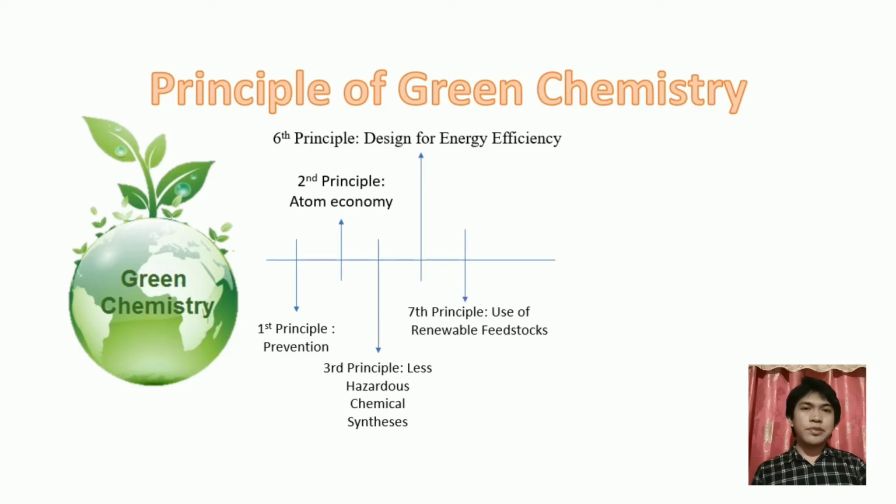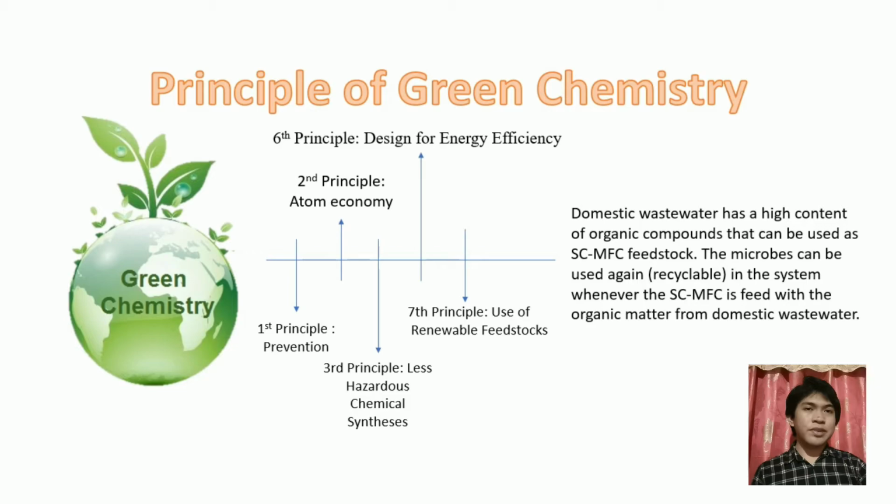Seventh principle, use of renewable feedstock. Domestic wastewater has a high content of organic compounds that can be used as single chamber microbial fuel cell feedstock. The microbes can be used again, recyclable in the system, whenever the single chamber microbial fuel cell is filled with the organic matter from domestic wastewater.